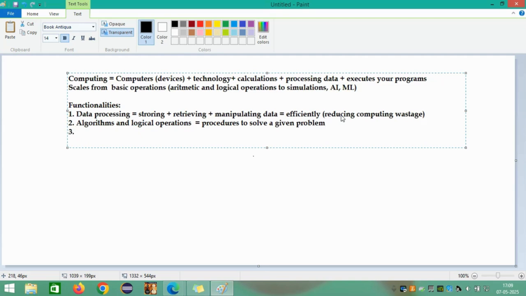Another important functionality that comes in role is your hardware and software. So hardware are your physical components. So when I talk about the physical components, what would be coming in your mind?